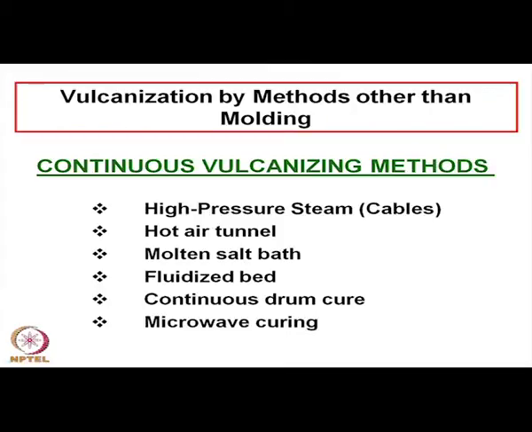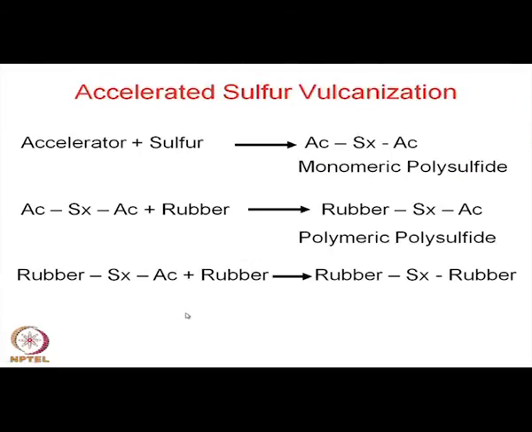Then it ultimately goes out of the tunnel. There can be a hot air tunnel, a molten salt bath, a fluidized bed, a continuous drum cure system, and also microwave curing. That means there can be a microwave chamber. If the product is introduced in that microwave chamber, that will cause curing or vulcanization. Now, let us look into the brief mechanism of this vulcanization. The mechanism of vulcanization is very interesting.